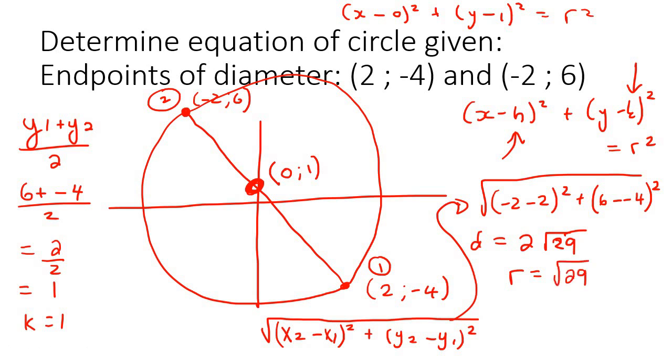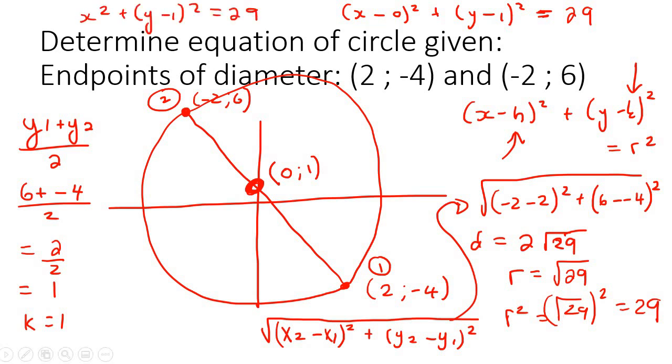Now, to make the circle equation, we need r squared. So what we're going to do is square that. So you're going to square that over there, and that's going to give you 29. So then we can go fill this in over here as 29. Okay, now x minus 0, that's just x. And so that is our final answer for this one.